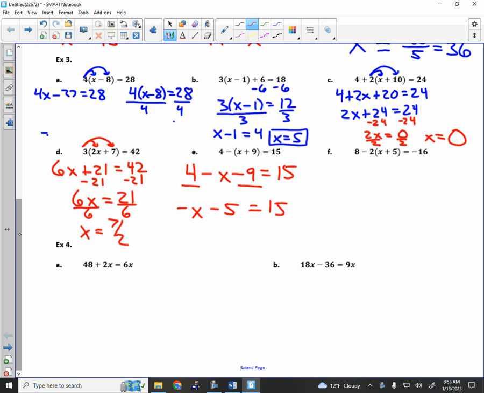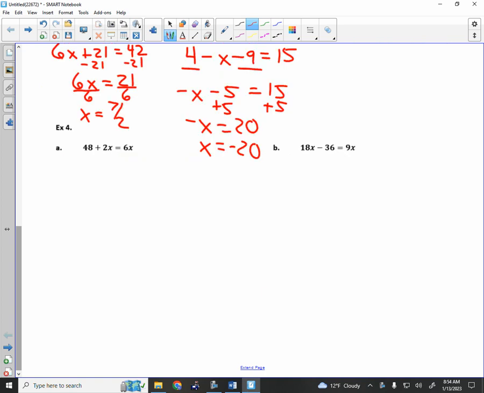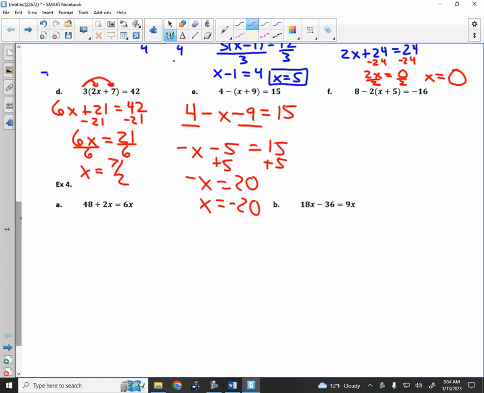Now I want to solve. So I'm going to add the 5 to both sides. -x is equal to 20. And I divide by -1 to get x is -20. Okay, a little bit more challenging. We're going to go through example B here, so we're going to do 3 more, then we'll give you guys time to work back on that study guide.